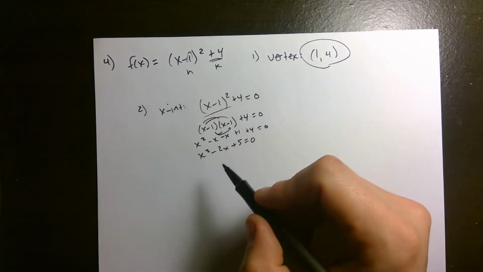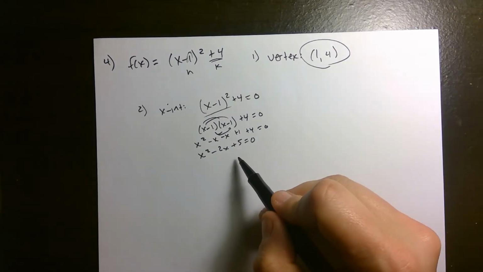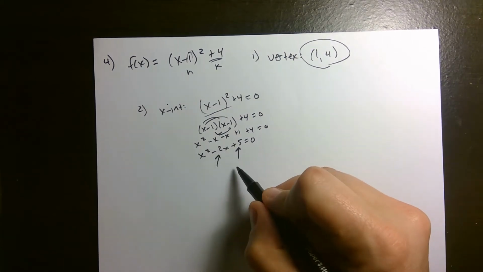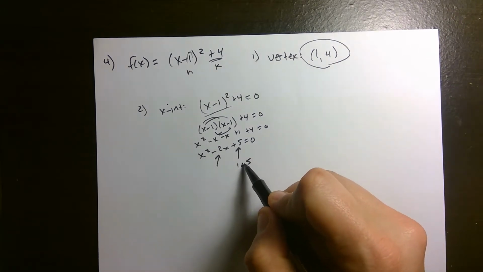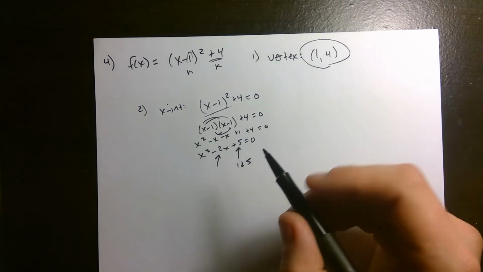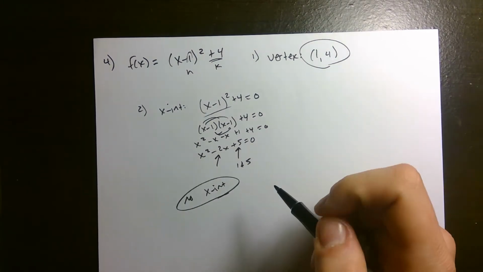Typically what I would do is ask myself, I need 2 numbers that multiply together to give me 5, while adding to give me -2. So I list the factors of 5, well, it's just 1 and 5. There's no way that I can take the number 1 and the number 5 and somehow make it a -2. And so I'm going to say there's no x-intercepts here.